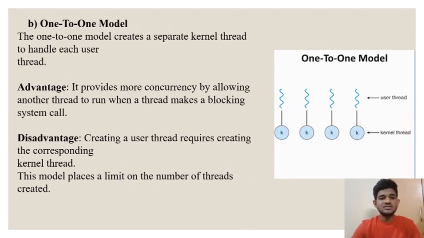Now let us see the second one, that is the one-to-one model. The one-to-one model creates a separate kernel thread to handle each user thread. Now let us see the advantages and disadvantages. Advantages: it provides more concurrency by allowing another thread to run when a thread makes a blocking system call. Disadvantage: creating a user thread requires creating the corresponding kernel thread. This model places a limit on the number of threads created.